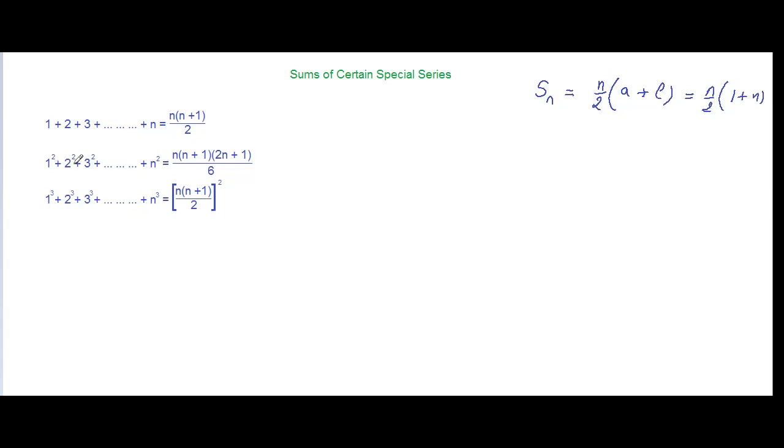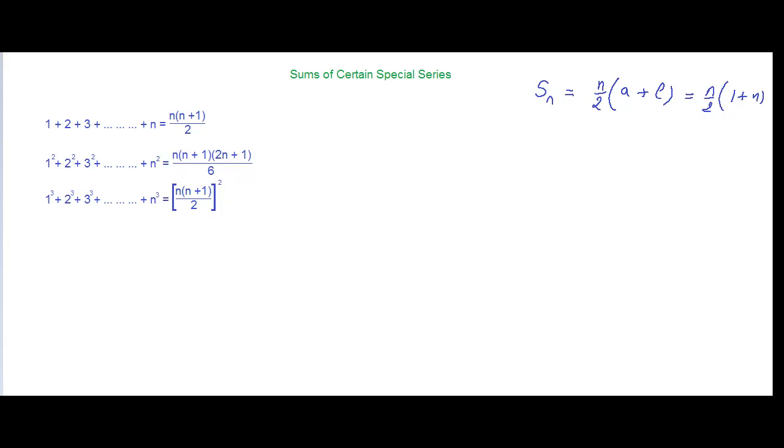Sum of the squares of the first n natural numbers is given by n into n plus 1 into 2n plus 1, divided by 6. And 1 cube plus 2 cube plus 3 cube and so on up to n cube is equal to n into n plus 1 by 2 whole square.